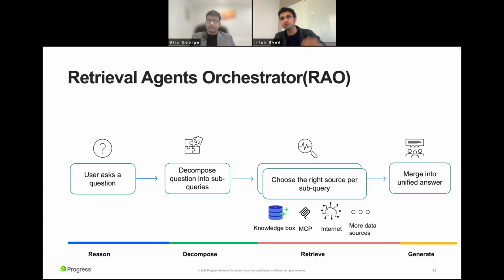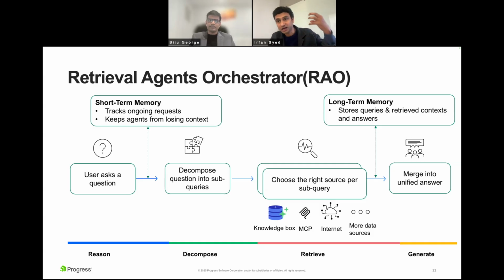Imagine this: you asked a question and that question has to go across 4 or 5 different data sources and give you a summarized answer that has information from an MCP server, from MarkLogic, from the internet, as one single answer. That is an amazing response that one would like to see for a given question. And that is what we are trying to build using Retrieval Agents Orchestrator.